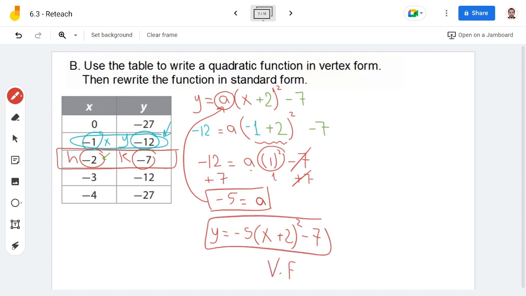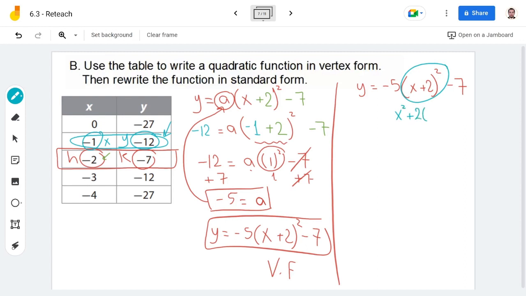Now let's convert it to standard form. So y is equal to negative 5(x plus 2) to the power of 2 minus 7. Now let's expand this formula using a squared plus 2ab plus b squared. So it will be x squared plus 2 times a times b plus b squared, which is 2 squared. So this is b and this is a. Don't forget.